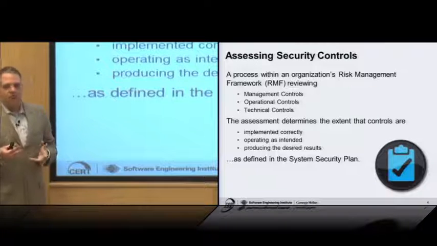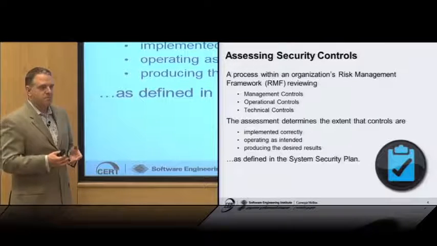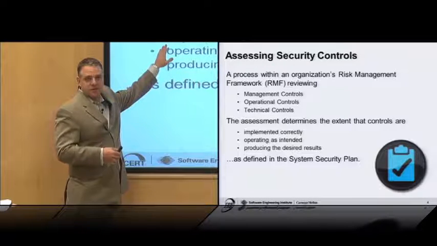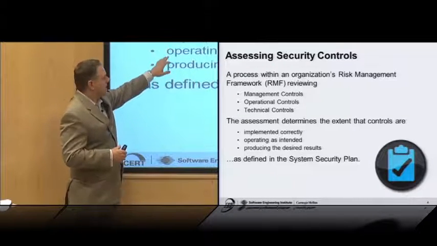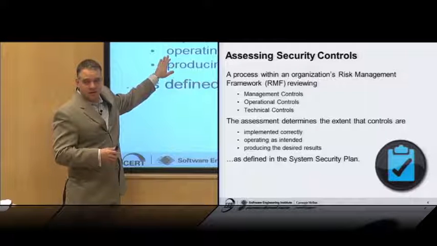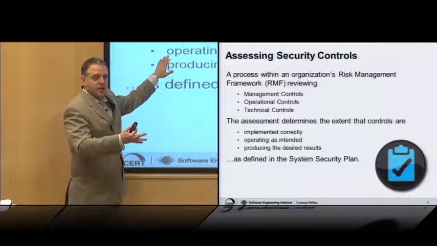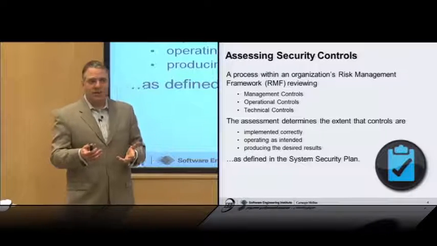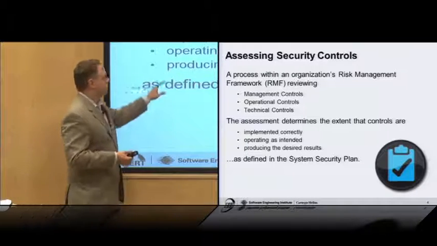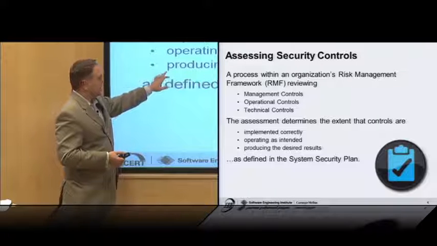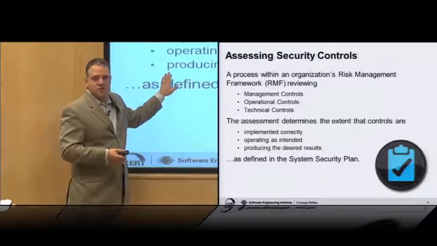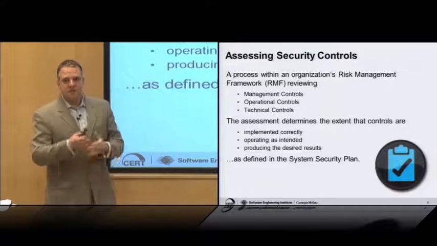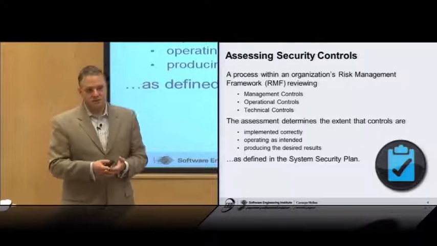So for every security control that I have in place, has it been implemented correctly? Does it exist? Is it operating as intended? We might find that we put in a security control and it doesn't work, doesn't do what we think it's going to do. We're trying to evaluate that here. And at the end of the day, this is the real question you want to answer: does it produce the desired results? Is that control really protecting us?